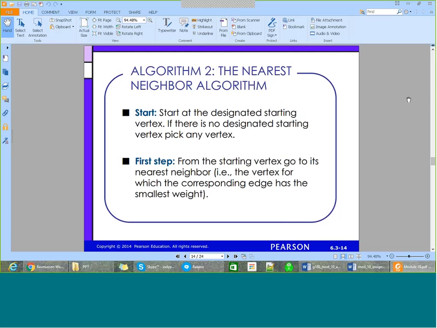Basically what you do is you start at any designated starting vertex. If the problem doesn't tell you, just pick one. The next step is you pick the nearest neighbor, meaning the smallest weight, so shortest distance or cheapest route, or whatever it is. So I'll do the example of this right now.